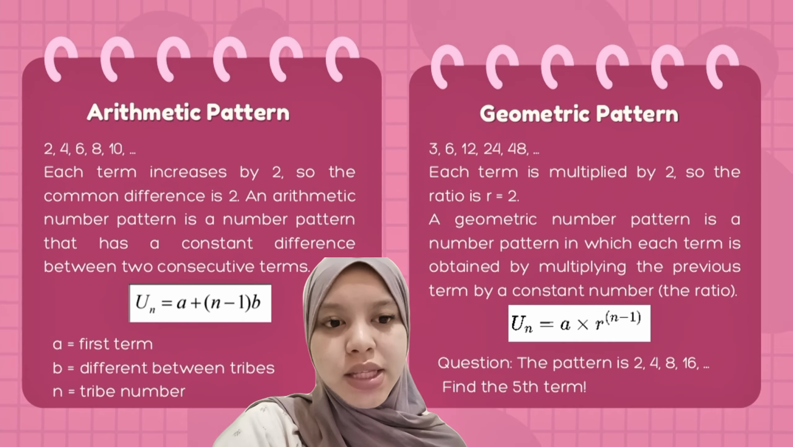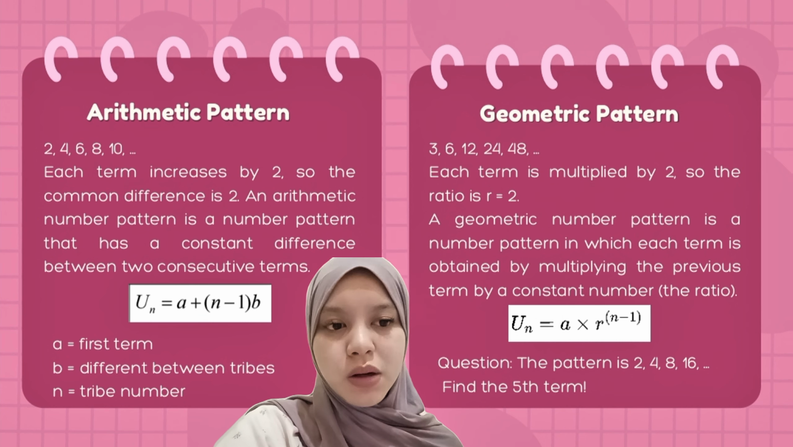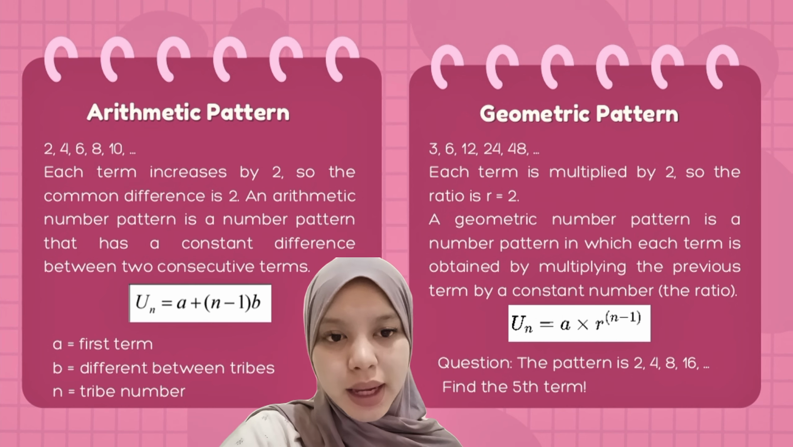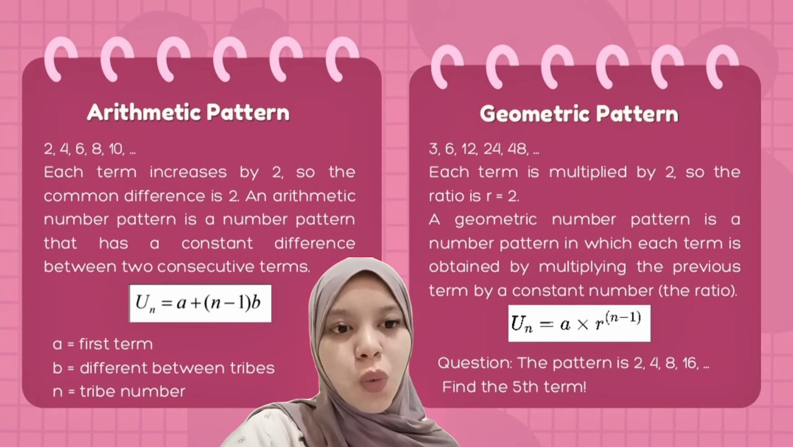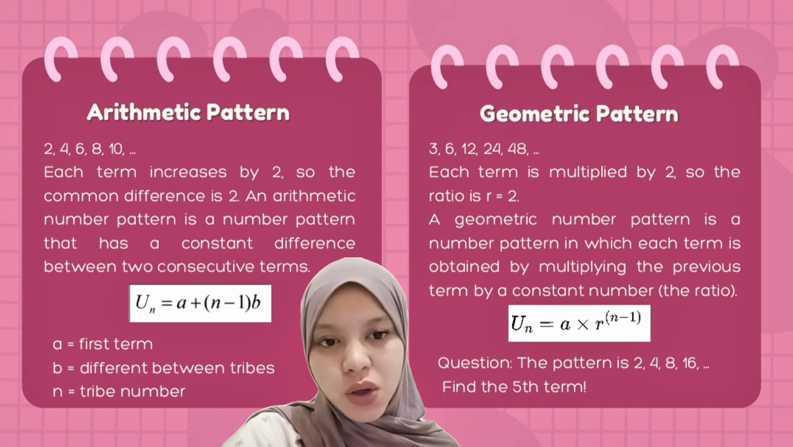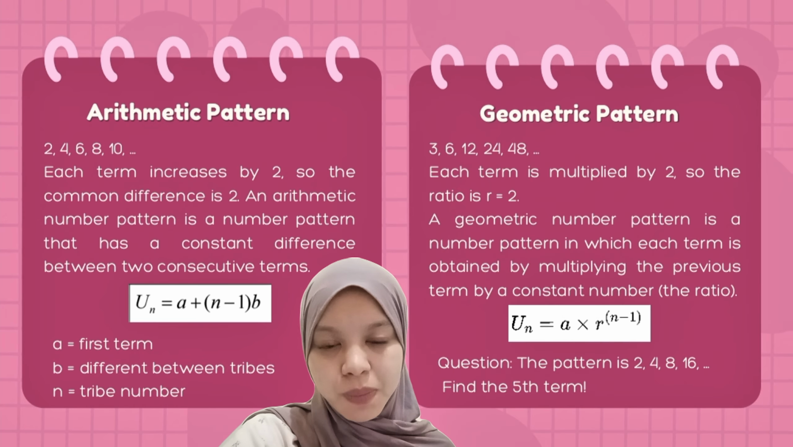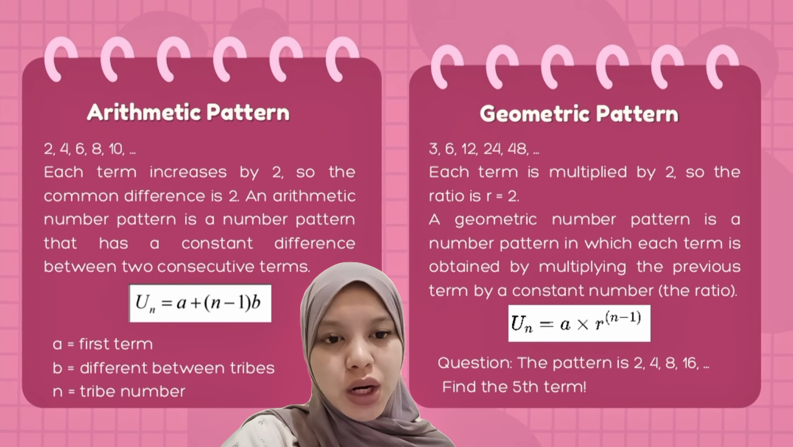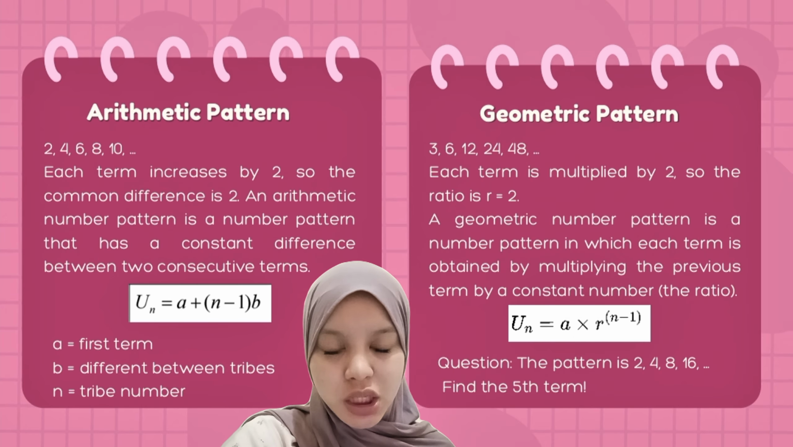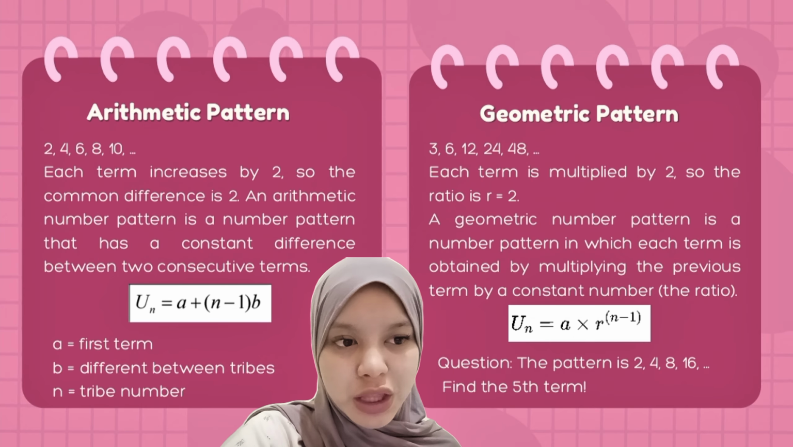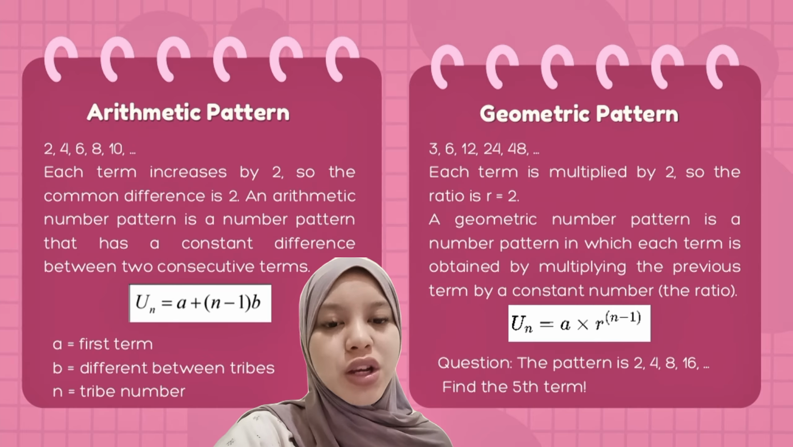To find the nth term of an arithmetic pattern, we use the formula u sub n equals a plus n minus 1 times b. In this formula, a is read as the first term, b is read as the common difference, and n is read as the term number. This formula helps you determine any term in the sequence without listing all the previous terms.